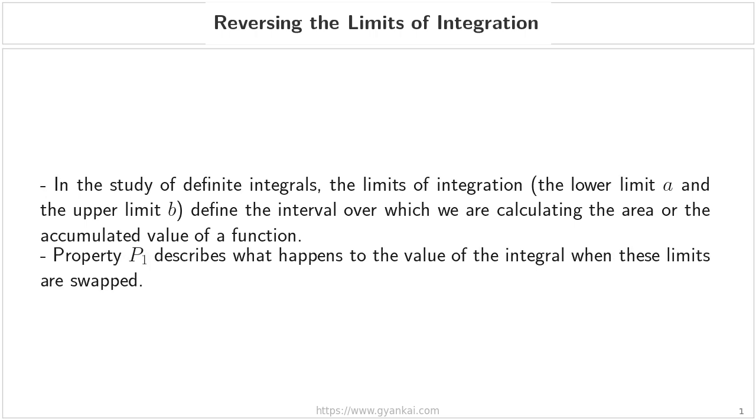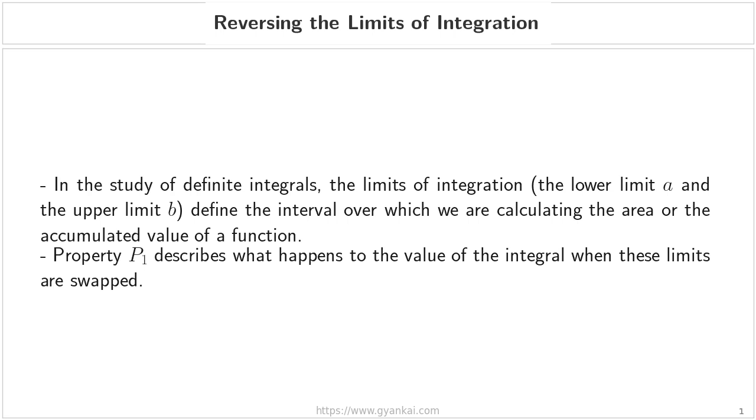This slide introduces a fundamental property, which we're calling property P1. This property specifically tells us what happens to the value of the definite integral if we swap those limits, if we switch a and b. We'll explore exactly how the value changes in the following slides, but for now, just understand that swapping the limits isn't something you can do arbitrarily. It has a very specific and predictable effect on the result.